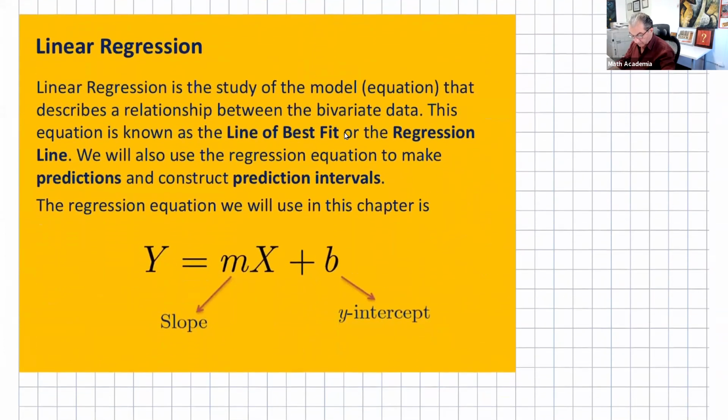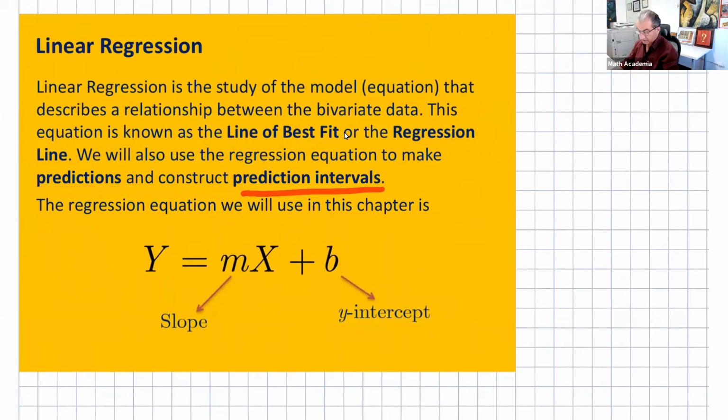Now the regression. Linear regression is the study of the model equation that describes the relation between the bivariate data. This equation is known as the line of best fit or regression line. We will also use the regression equation to make predictions, very important, and construct the prediction intervals. Well, we won't do that in this lecture, but we can come up with this line.